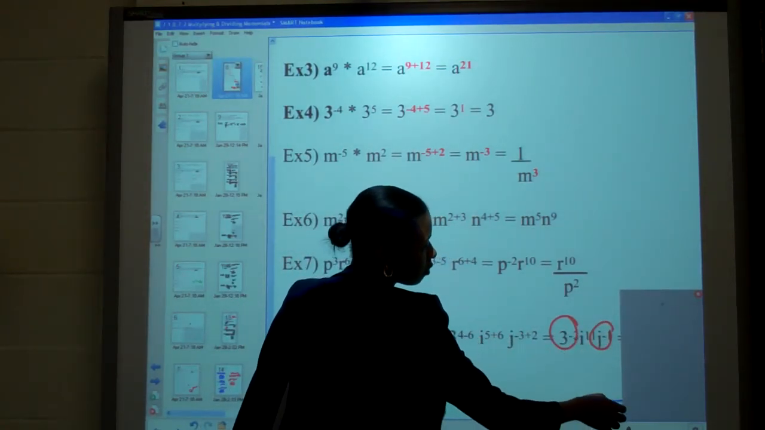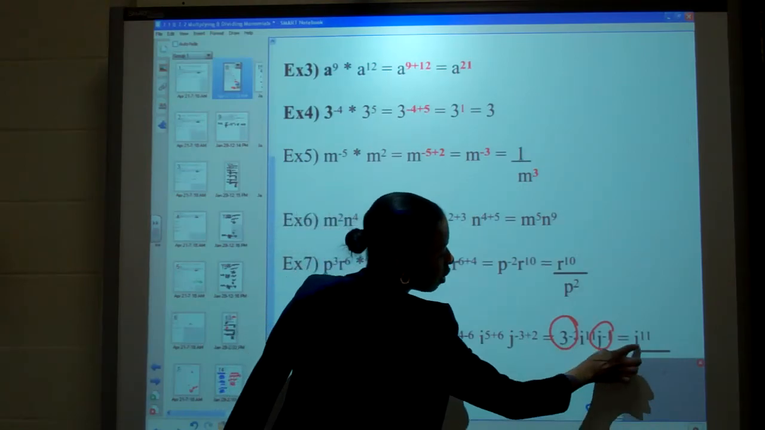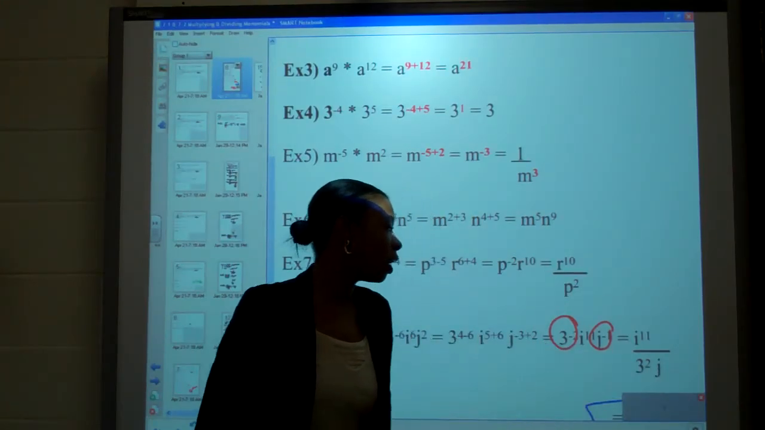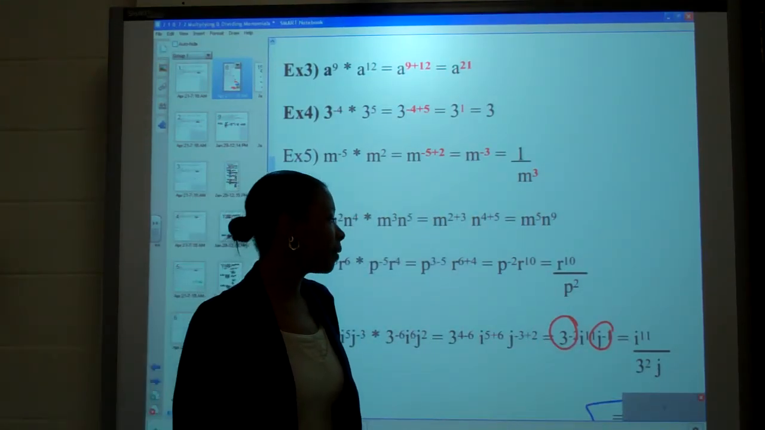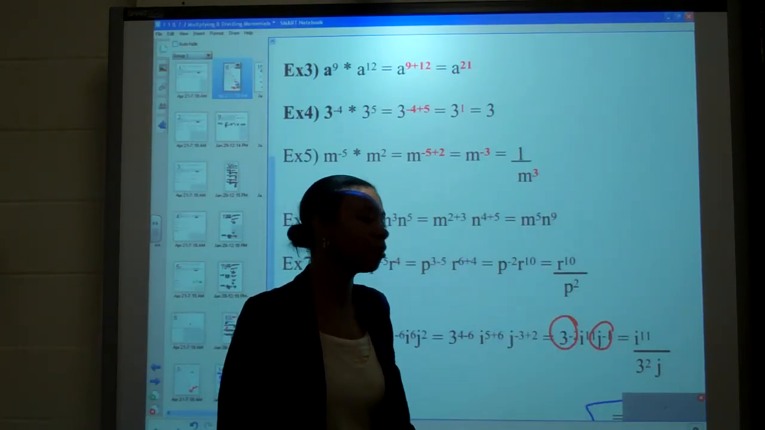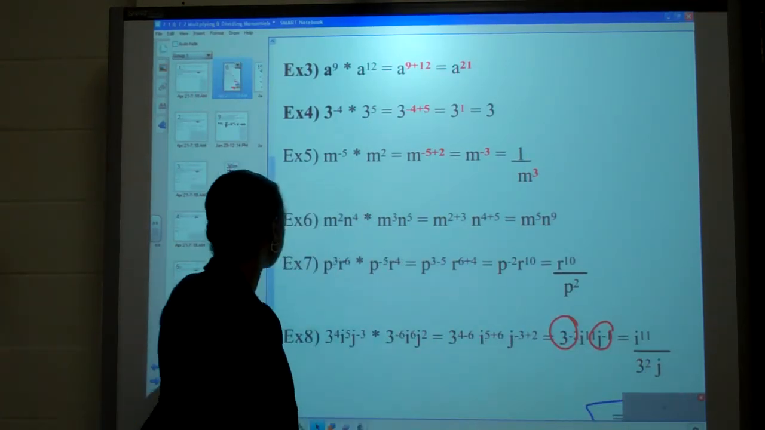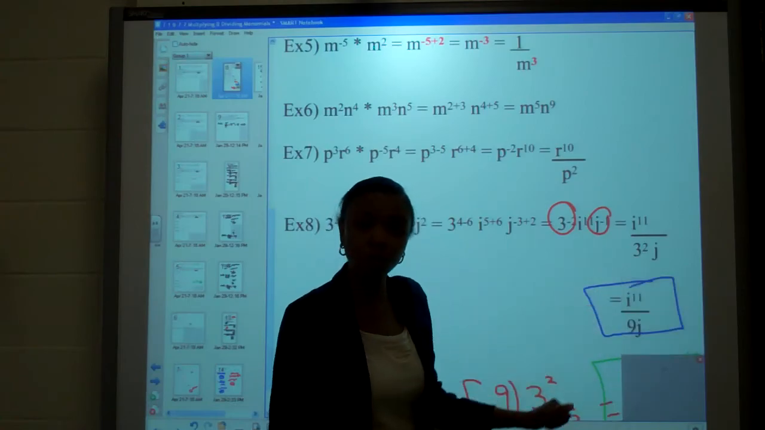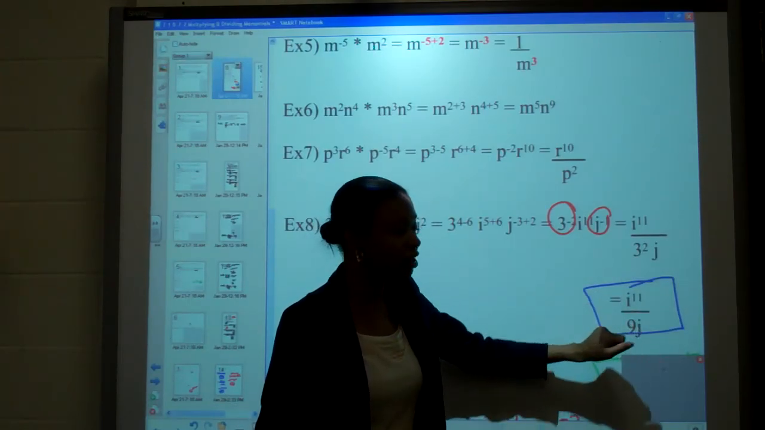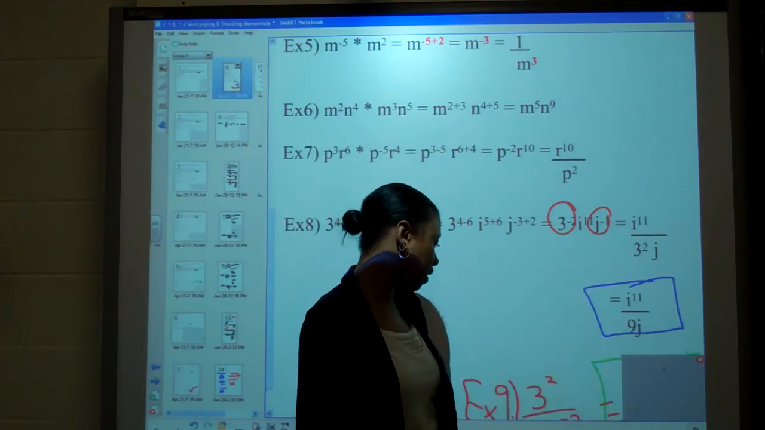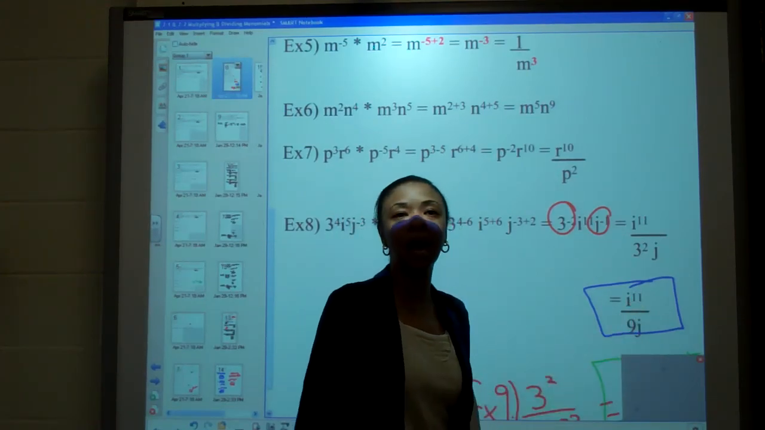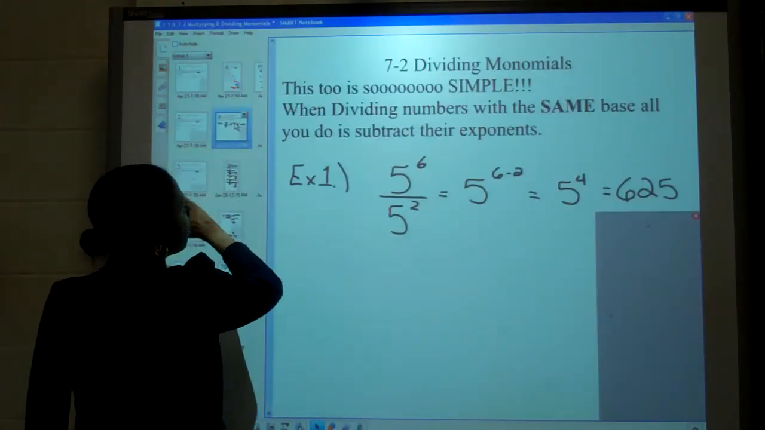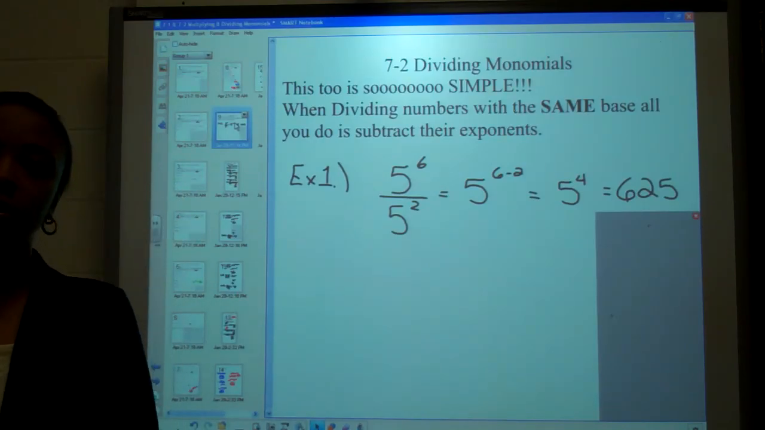So what do we get? I get i to the 11th divided by 3 squared j to the 1st power. Okay? The i to the 11th power stays in the numerator. 3 squared is what? We simplify that to be 9. So 9j. Okay? And that is your final answer there: i to the 11th divided by 9j. Right? And then we'll talk about division of monomials tomorrow.